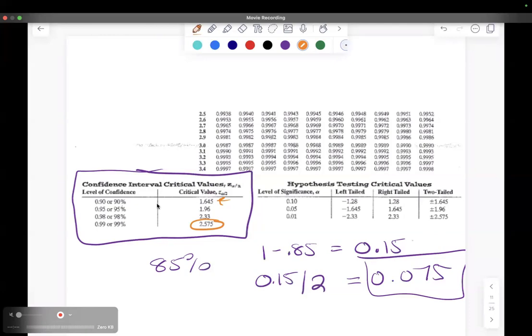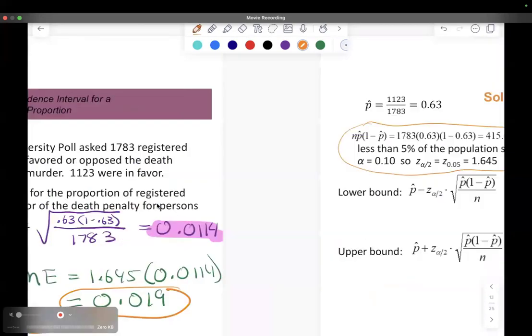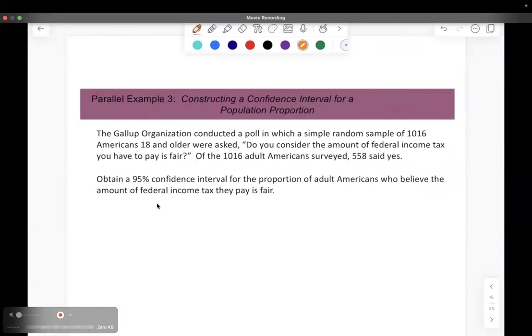So I almost feel like a 99% confidence interval is almost meaningless. 90 is good. 90 or 95 is generally where we go, but you're going to end up with huge margins of error unless your sample sizes are gigantic. All right. Okay. So let's do another one.